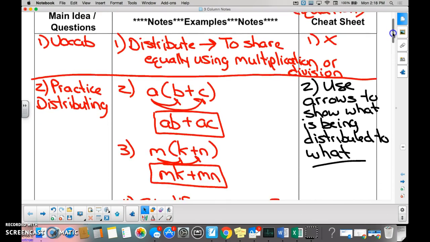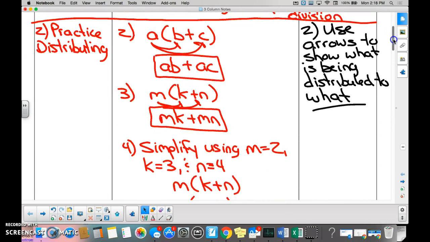The next main idea is our last main idea, and this is where we just practice distributing. And if you look at the cheat sheet, you guys, the cheat sheet says use arrows to show what is being distributed to what. On almost every single one of these problems, we used arrows.